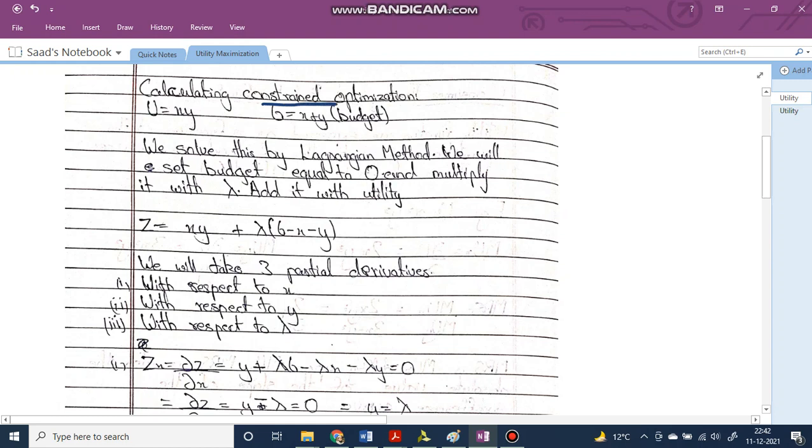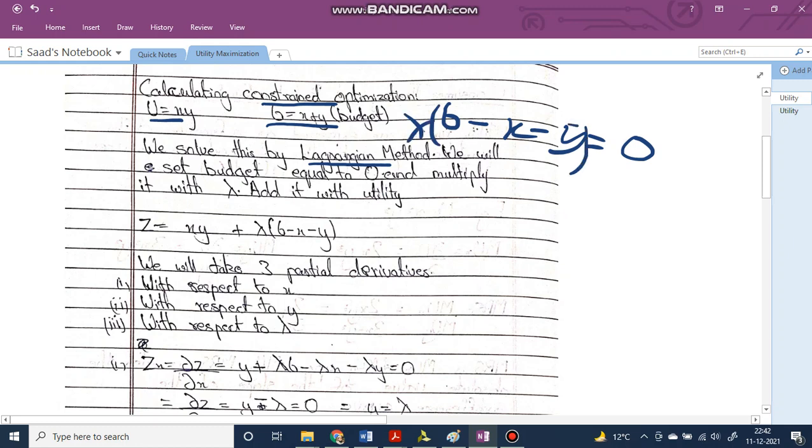In the constraint optimization method, we optimize any function with its constraint. In this method, we use the Lagrangian method. In the Lagrangian method, we set our constraint or budget equal to 0, by which we will get 6 minus x minus y equals 0. After that, we will multiply it by lambda.